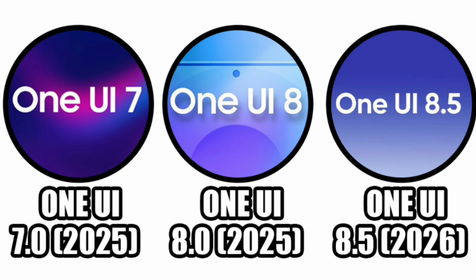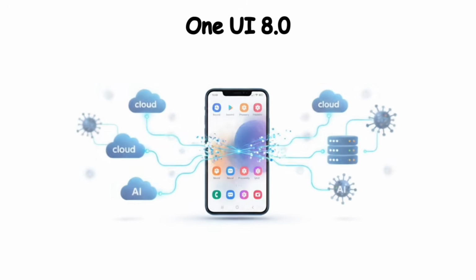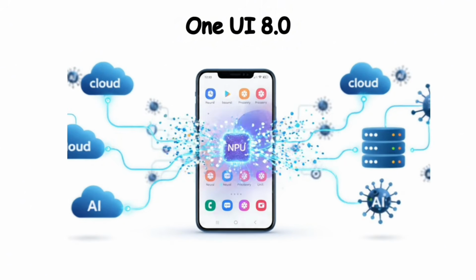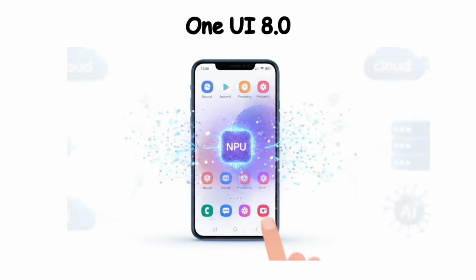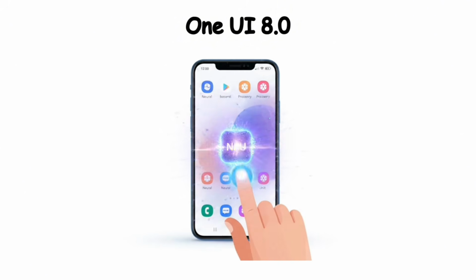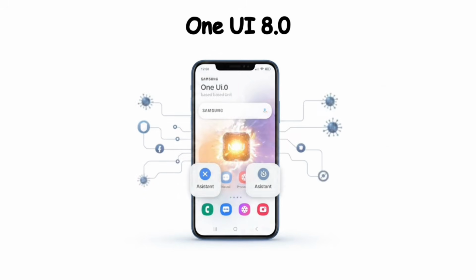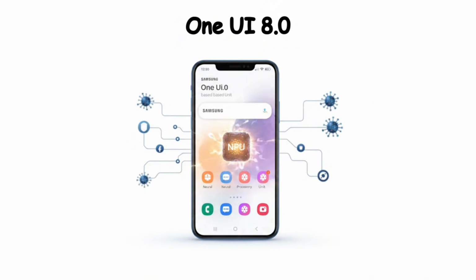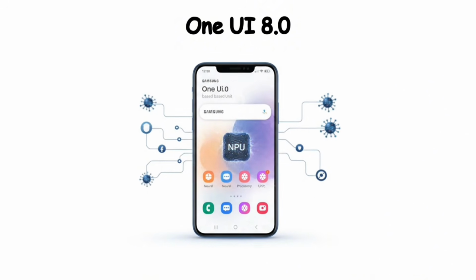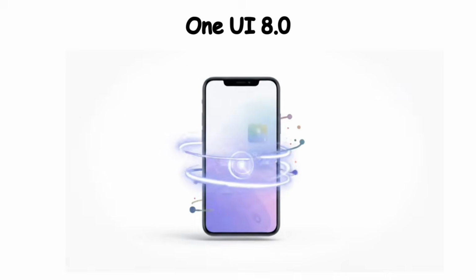One UI 8.0, 2025. Based on Android 16, and Galaxy AI moved fully on device. Previous Galaxy AI relied on servers for many features. One UI 8.0 moved AI processing directly onto the phone's neural processing unit. Features worked without internet, responses became faster, data stayed on the device.